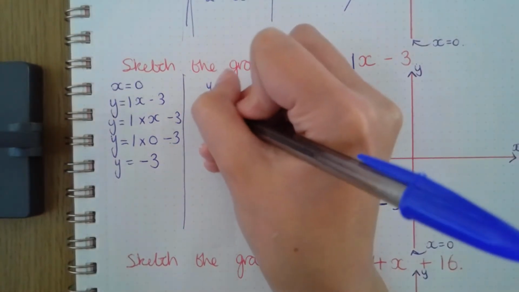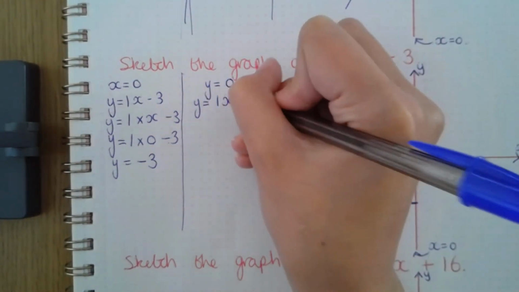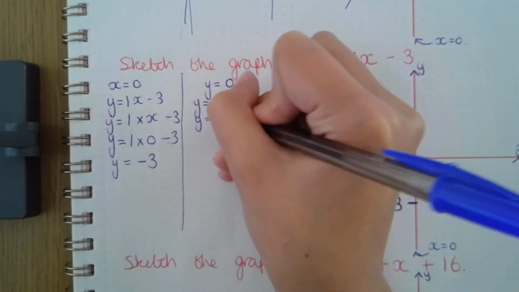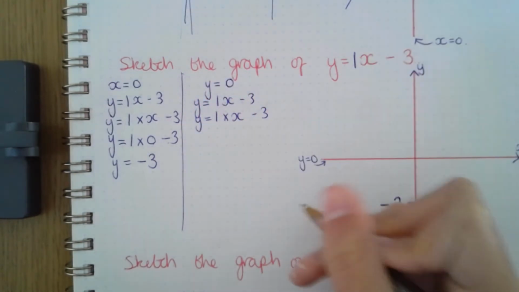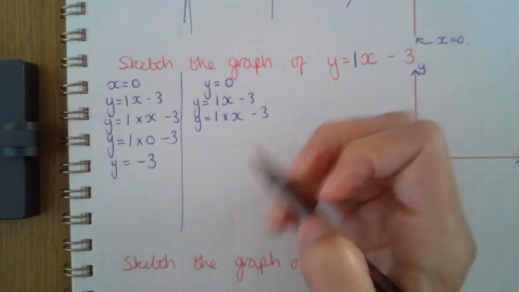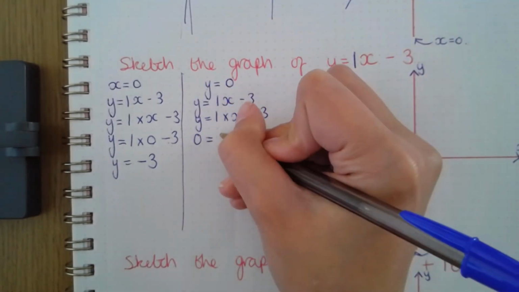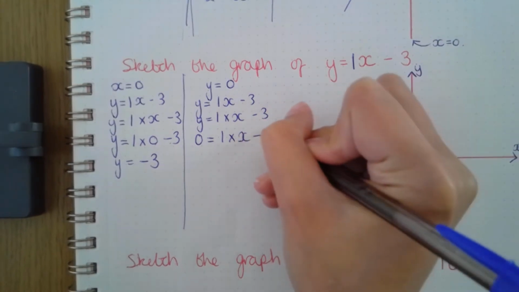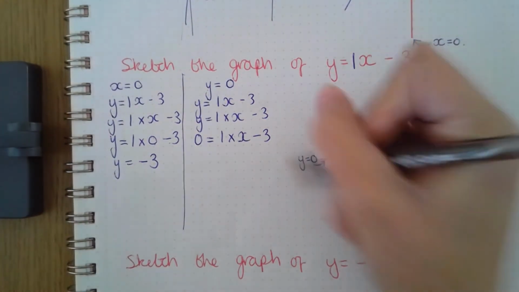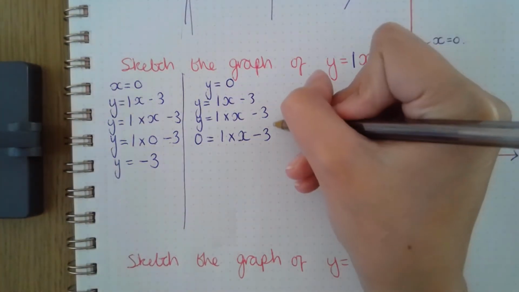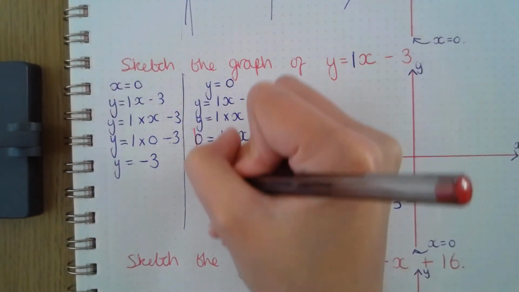Now I need y equals 0. So I've got y equals 1x take 3, which means y equals 1 times x take 3. This time y equals 0, so where I see y, I'm going to write a 0. 0 equals 1 times x take 3. Now I'm going to use some stabilisers. I'll do those in a different colour this time so you can see them.